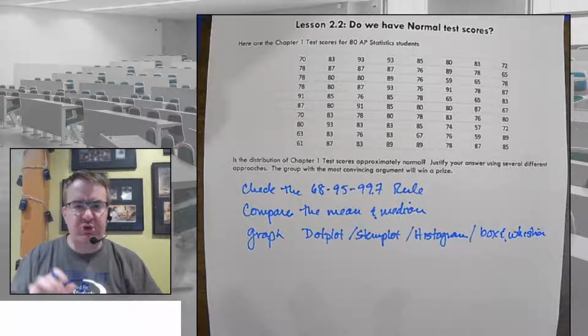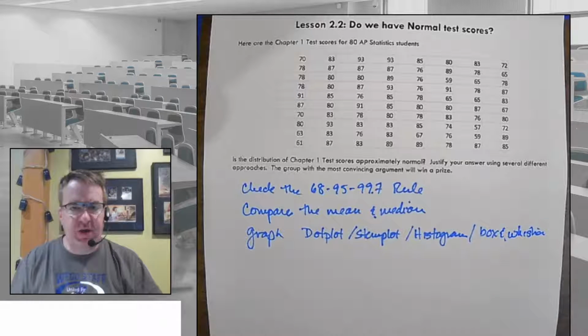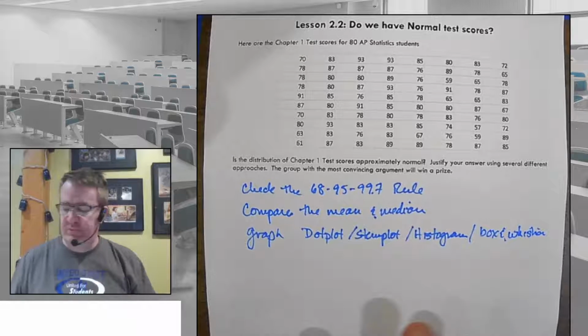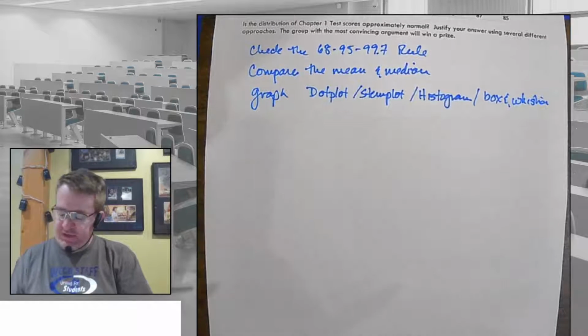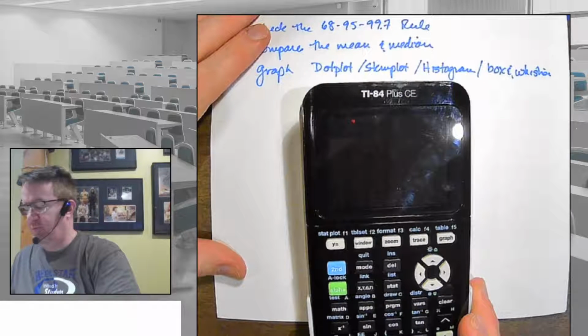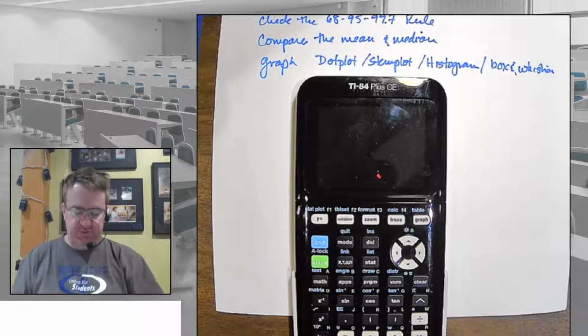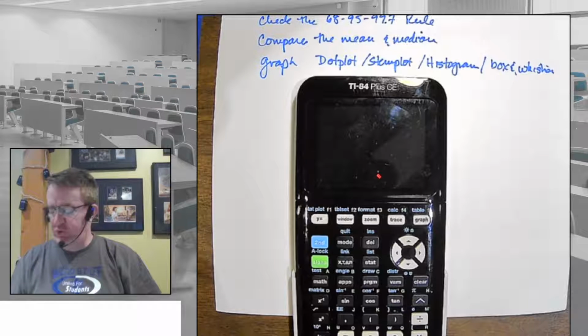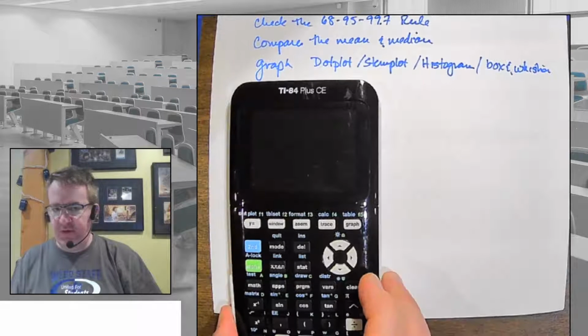Okay, so I want to show you a couple different ways that you can get some of that information, and then we'll talk about a really good way to do it. So what I did, and I was going to do this on Desmos, but apparently the website is being slammed by all the people who are already in school. So I'm going to do it here on my handy-dandy calculator.